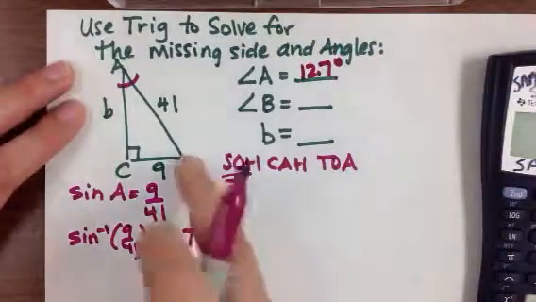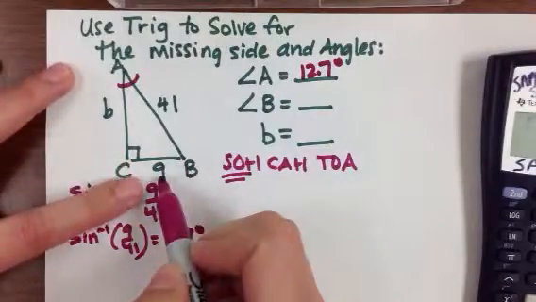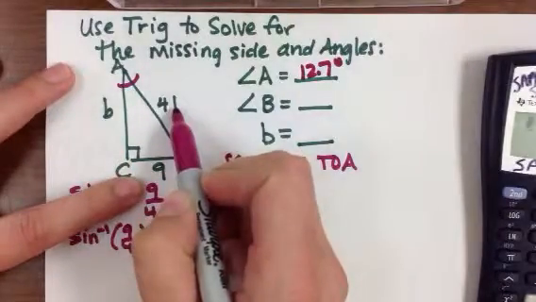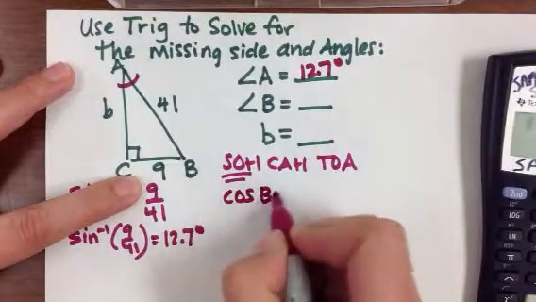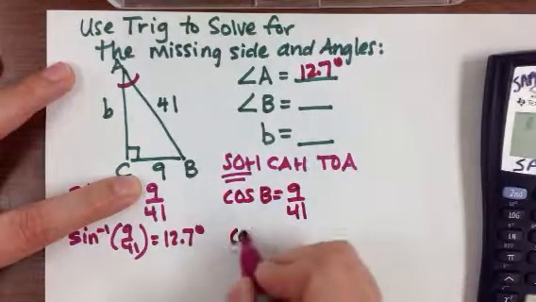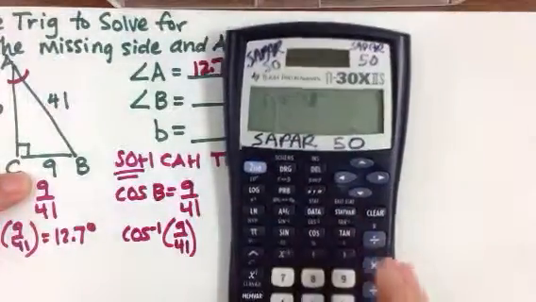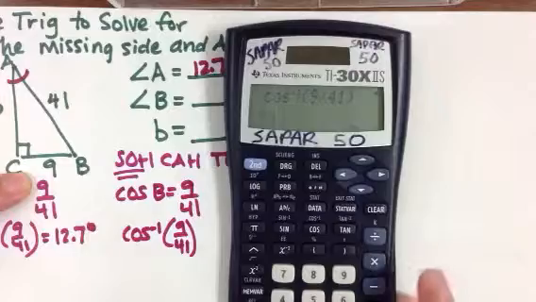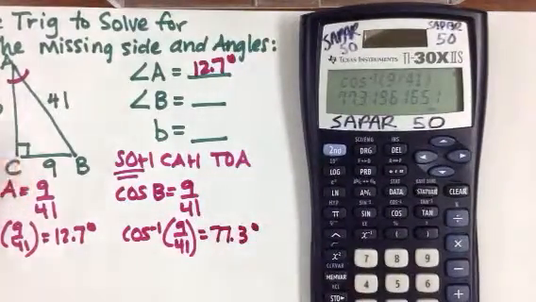Now I also need to find angle B. So what do I know in relationship to angle B? I know the adjacent side and I know the hypotenuse side. Adjacent and hypotenuse would be cosine. So cosine of B would be adjacent over hypotenuse. Again, to find the actual angle measure, I have to take the cosine inverse. And if I type that in, I get the angle to be 77.3 degrees.